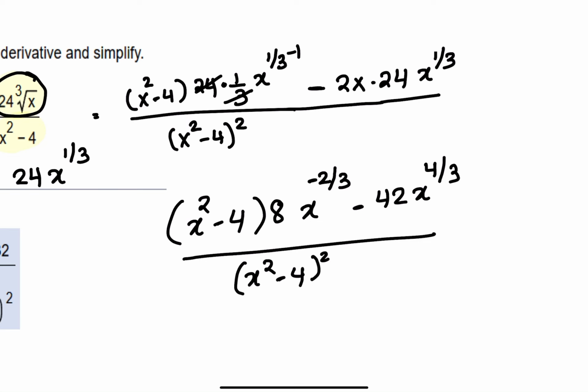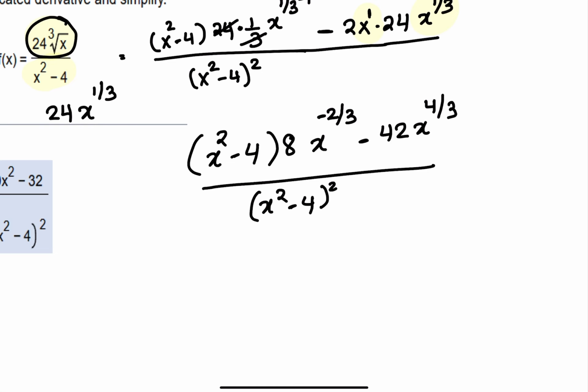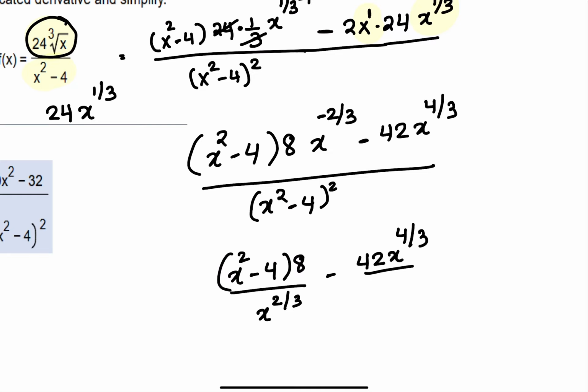You know where I got the 1 plus 1/3, right? This is 1 and this is 1/3. So when I multiply, I add the powers. Just making sure. And now I see a negative power. The moment I see a negative power, I know I cannot work with it. So what I'm going to do is x squared minus 4 over 8. I'm going to bring this down all the way to the bottom and make it positive, minus 42 x to the power 4/3 over 1.